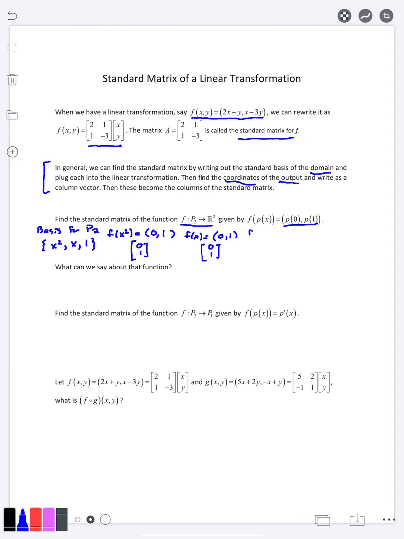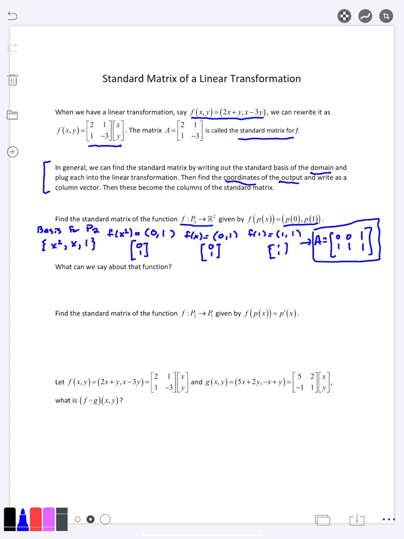And finally, if I plug in the constant polynomial 1, if it's constant 1, it doesn't actually matter what we plug in, so we're going to get 1, 1. If you put all those as the columns of a matrix, this right here is going to be the standard matrix for this linear transformation. So again, you take each of your basis vectors, plug it in one at a time into your linear transformation, take all your outputs, write them as column vectors, and put them together to make your standard matrix.